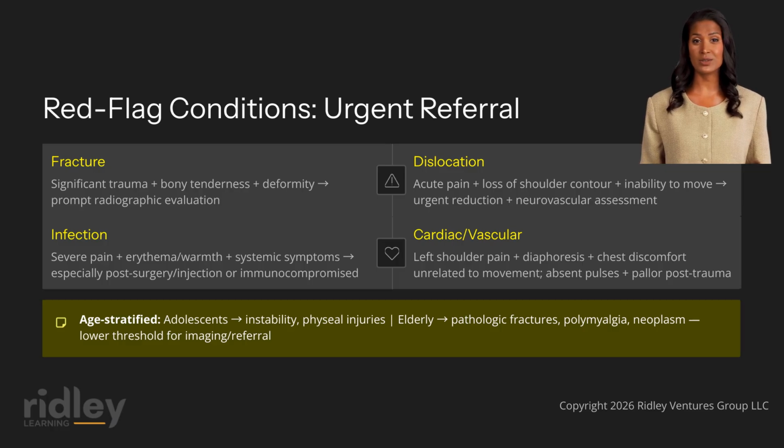Age-stratified considerations matter here too. In adolescents, the differential should prioritize instability-related pathologies, physeal injuries, and overuse injuries such as Little League shoulder, while in elderly patients, pathologic fractures, polymyalgia rheumatica, and neoplastic processes warrant a lower threshold for imaging and referral.